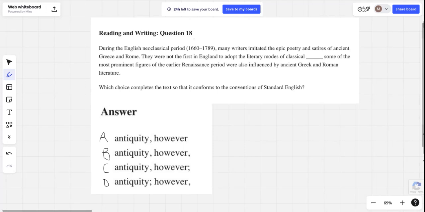All right, let's go through all the answer options. During the English neoclassical period, many writers imitated the epic poetry and satires of ancient Greece and Rome. They were not the first in England to adopt the literary modes of classic blank. Some of the most prominent figures of the early Renaissance period were also influenced by ancient Greek and Roman literature.